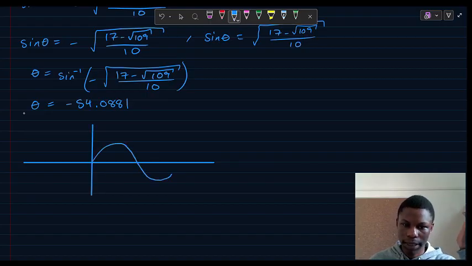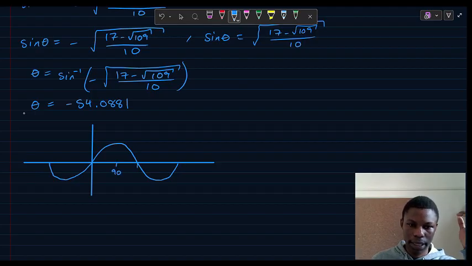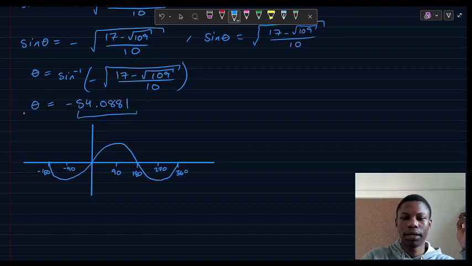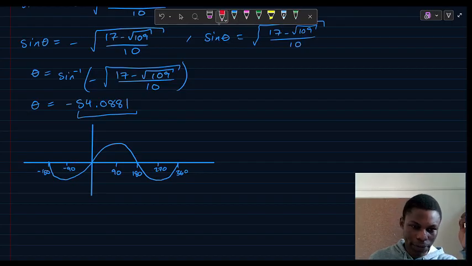So my sine graph would look like this. I need a bit of the negative part of it as well. So we are in degrees. I know that the peak there is 90, that there's 180, that there's 270, and that there's 360. If we go backwards, there would be negative 90, and there is negative 180. And the solution that I've found is at negative 54.0881. So that would be approximately negative 54, right?